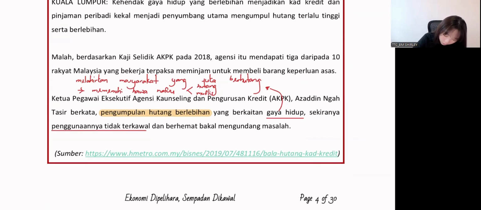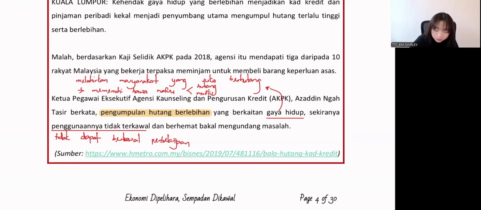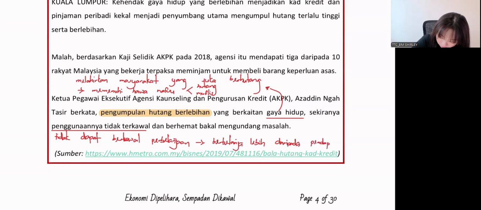For the purchases, they're not able to control, tidak dapat berkawal perbelanjaan. So what happens here is that it causes berbelanja lebih daripada pendapatan. So you spend more than you earn. Your spending power is higher than your earning power. Then this will be very, very dangerous for you.